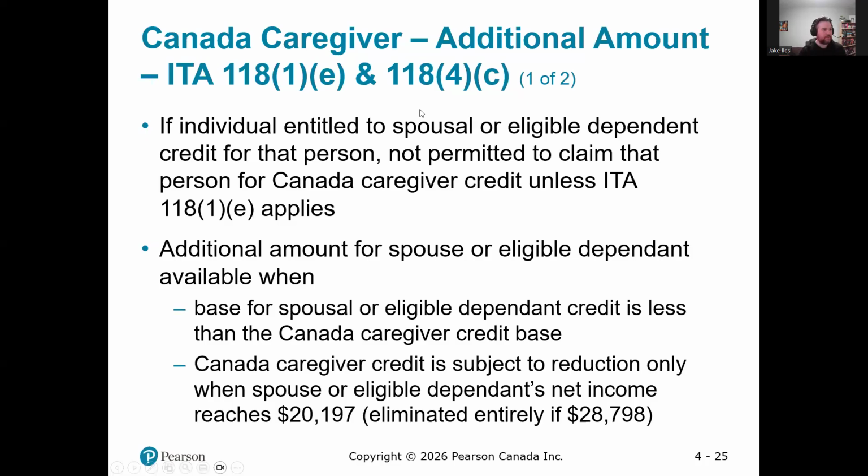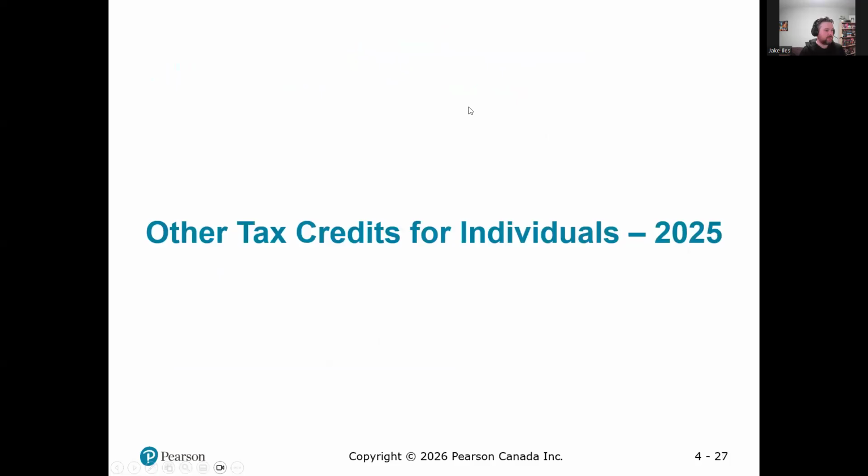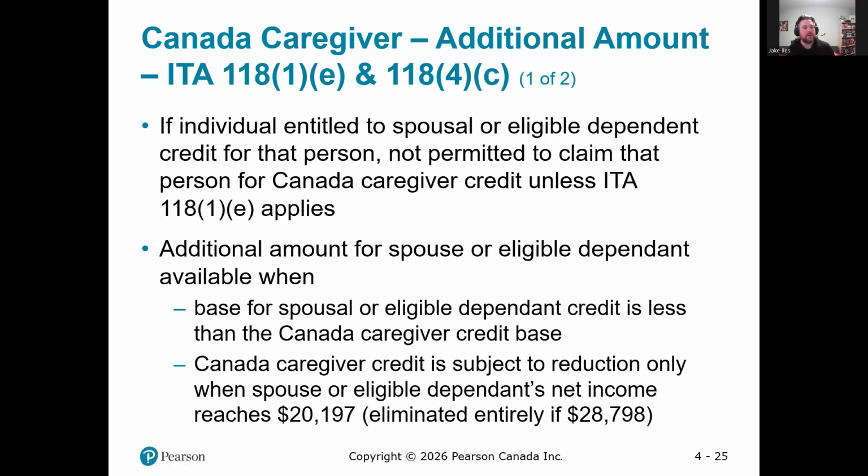There's kind of something at play. Additional amounts, 2 slides, right? Yeah. There's something else at play here. So when we're talking about the basic personal credit, that credit is being reduced once the income reaches 16,000.